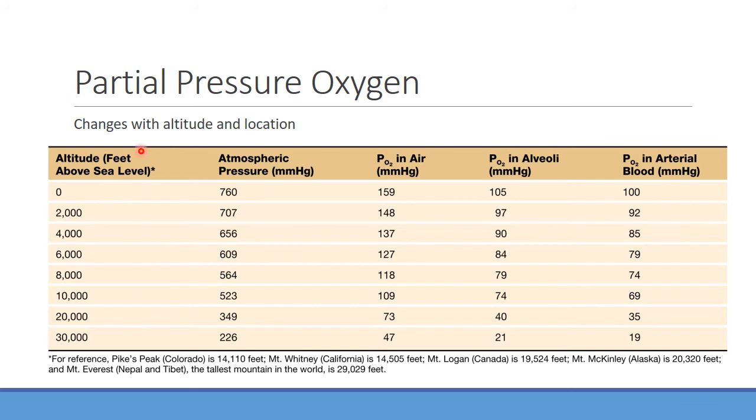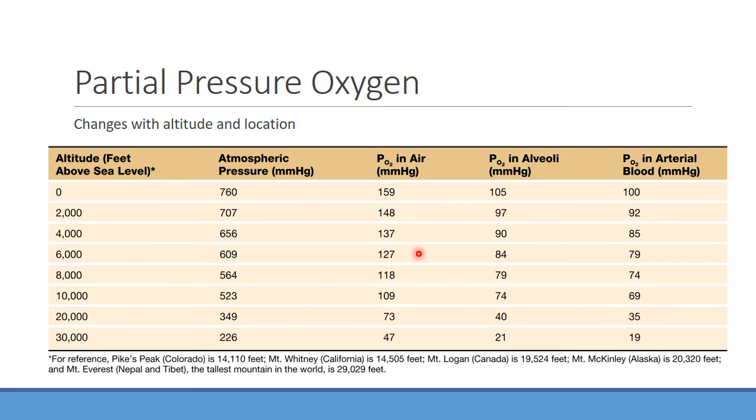Okay, so you can see how this can change with altitude and location. For instance, if you're at sea level, like we are here, atmospheric pressure is going to be around 760, versus if you travel further up, maybe somewhere around Colorado, notice how it's gone down fairly significantly. And notice how the partial pressure of oxygen goes down as well, right? As the total pressure decreases, the partial pressure of oxygen will also decrease along with it.